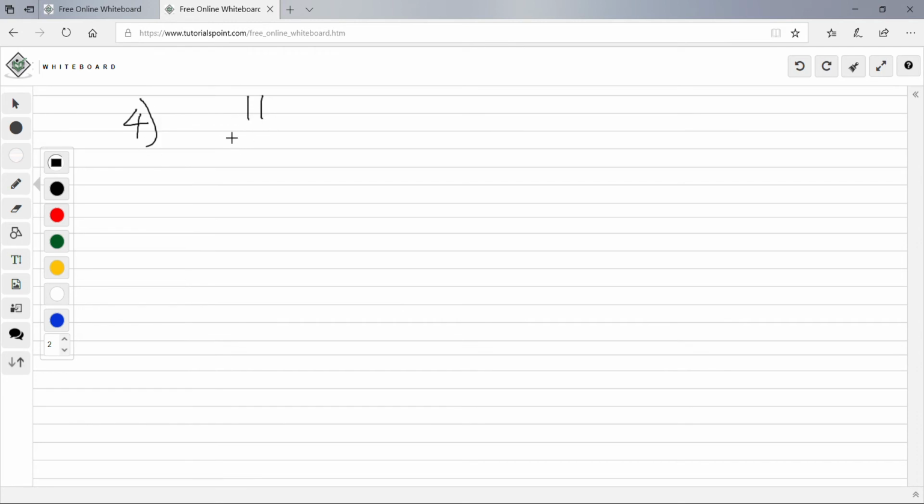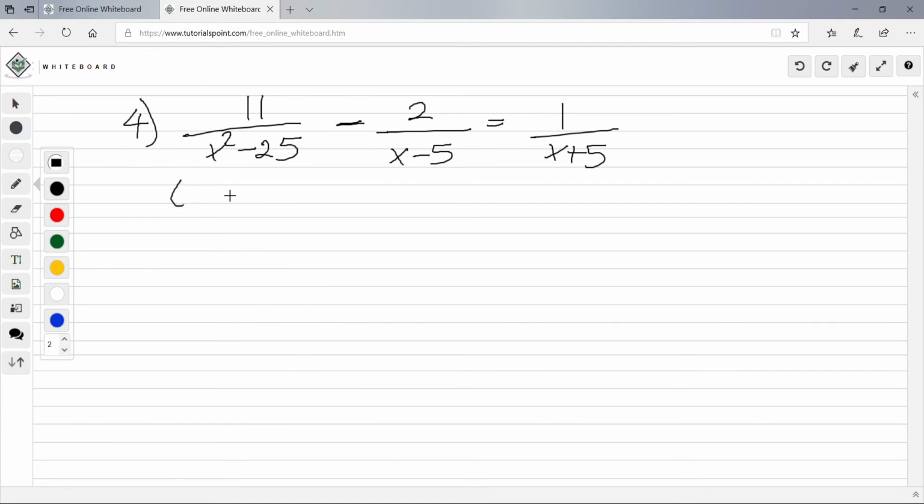We have 11 over x squared minus 25, minus 2 over x minus 5 equals 1 over x plus 5. So our first step is find the common denominator. So first step, I'm going to factor this, and I know this is a perfect square. So this is x plus 5 and x minus 5. And I think that's our common denominator.